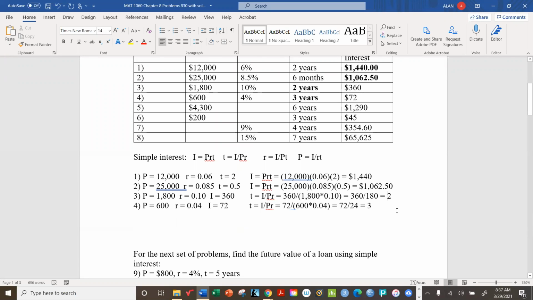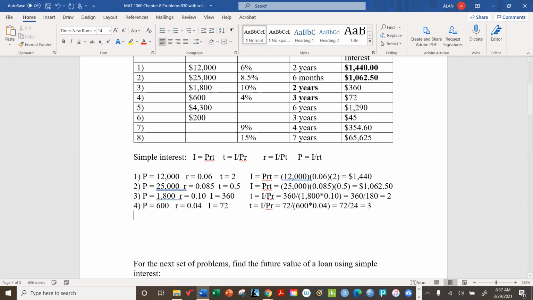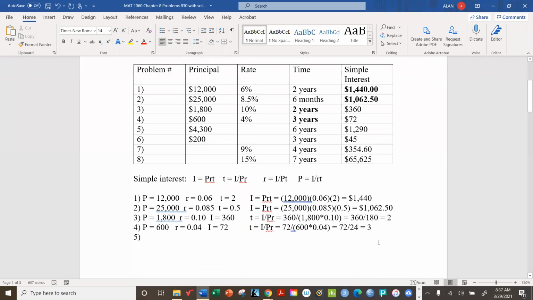All right, so we've got 4 more to go. Now the next one, number 5, is asking us to calculate the rate. So we're being told that the principal is 4,300. We're solving for R. T is 6, and then I is 1290. Okay, so now remember we're solving for R in these cases. So R is I over PT, which is 1290 in this case, over the product of 4,300 and 6.